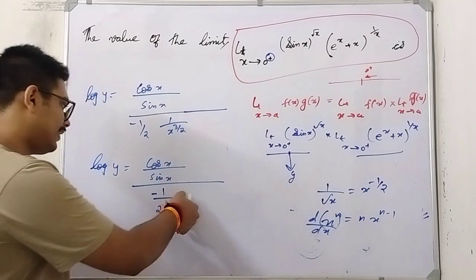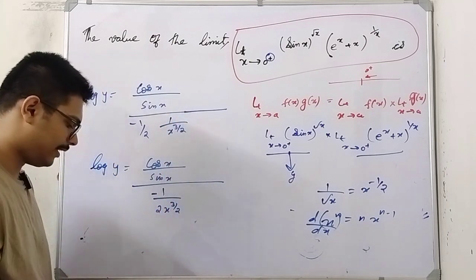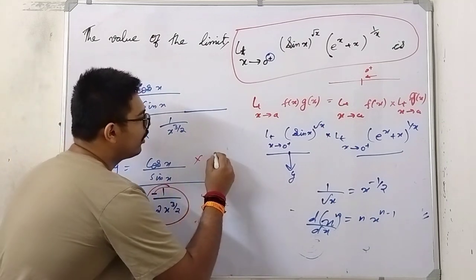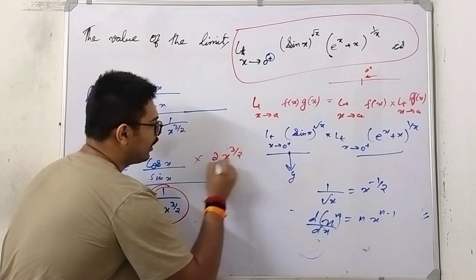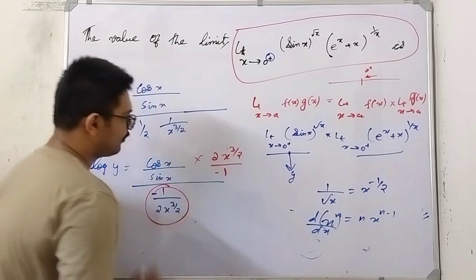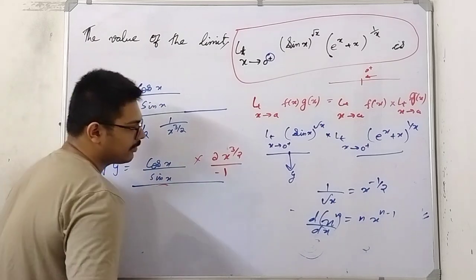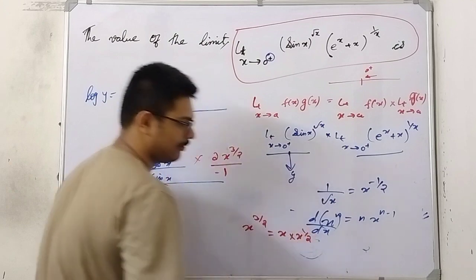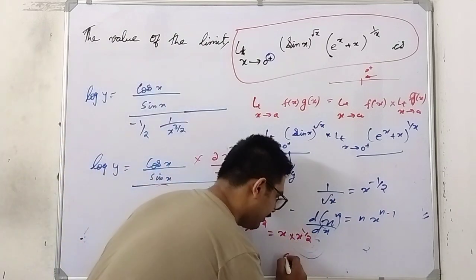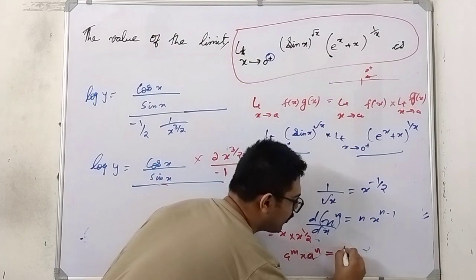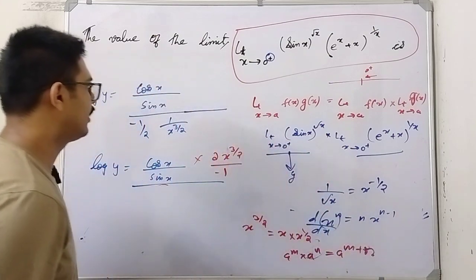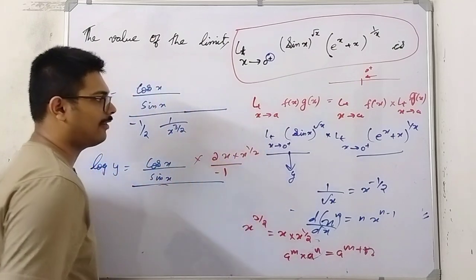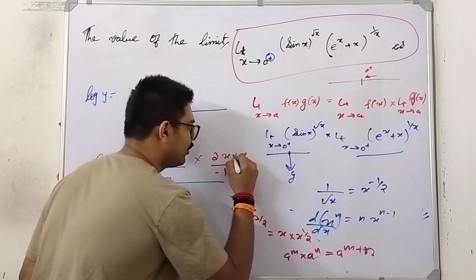Now division is the special case of multiplication. So you can multiply by the reciprocal of this quantity, which will be 2x raised to 3 by 2 divided by minus 1. Now what is x raised to 3 by 2? You can write it as x into x raised to half, since a raised to m into a raised to n is a raised to m plus n. X raised to half is root x.